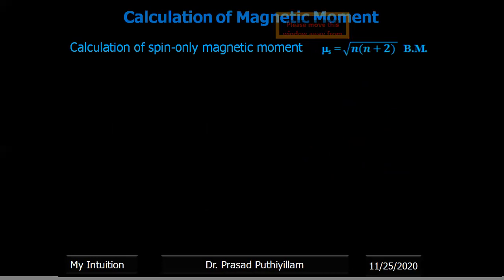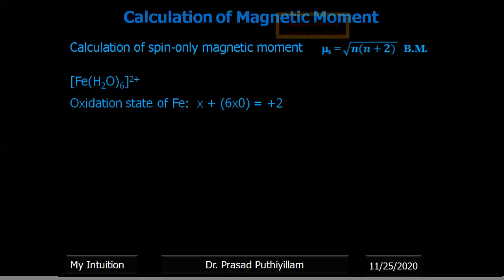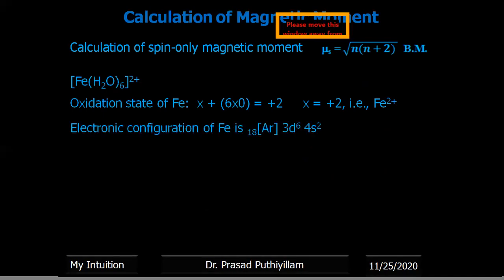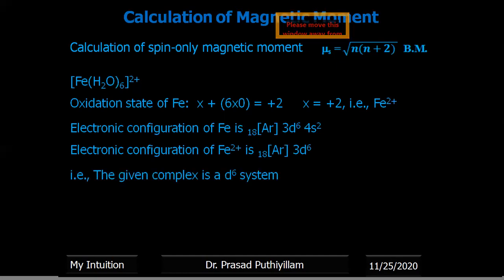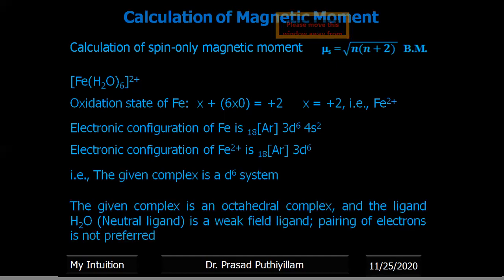One more example, if you take [Fe(H2O)6] 2 plus, let us calculate the oxidation number of iron: x plus 6 into 0. Here water is a neutral ligand, there is no charge on it, therefore x is equal to plus 2. So again iron is in the 2 plus oxidation state. The ground state electronic configuration of iron is 3d6 4s2. Fe2 plus is 3d6, a d6 system. Water is a neutral, weak field ligand, there is no charge as such. Therefore, pairing of electrons is not preferred, and it is an octahedral complex.